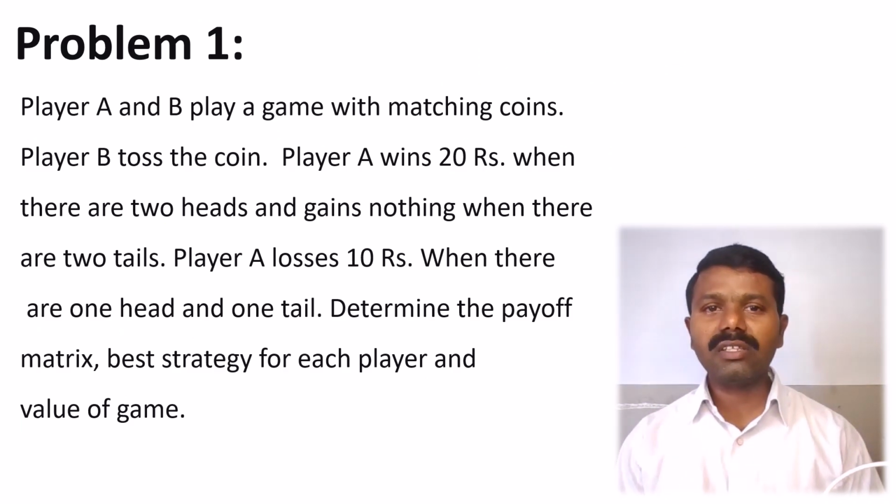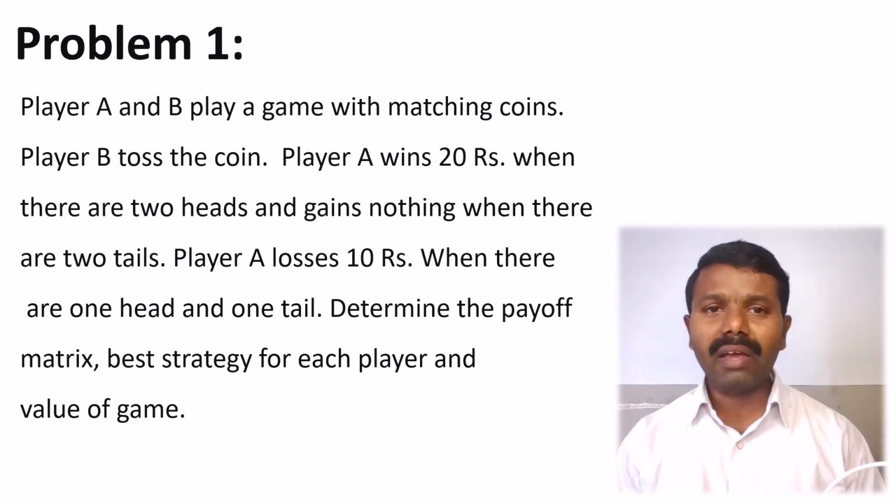So let us see this problem. Two players are playing a game with matching coins, and player B tosses the coin. Player A wins 20 rupees when there are two heads, and if there are two tails, he gains nothing. So the rules of the game are like this.